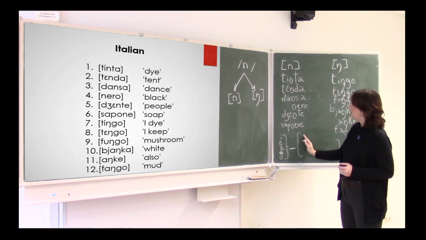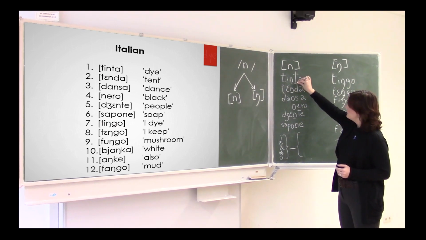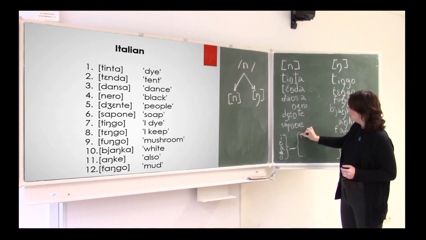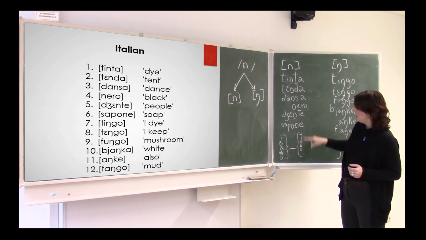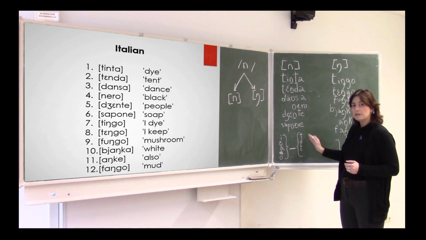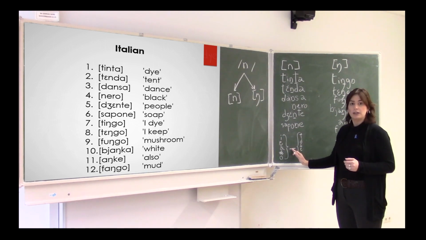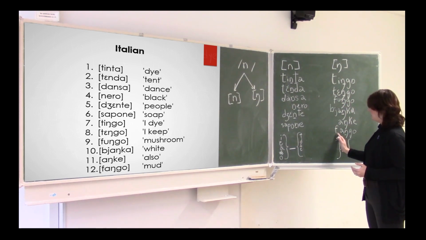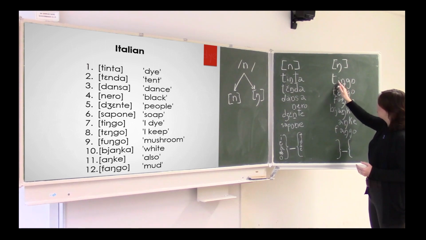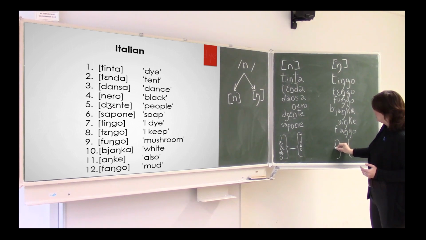Now, what happens after my alveolar nasal? So I do the same. I go word by word, and I list everything that goes after it. Here, here, here. Here I already have it, and here I already have it. So this is everything that can happen after my alveolar nasal in my data. I do the same with my velar nasal. Everything that goes after it, goes before it, I put it in my little scheme.